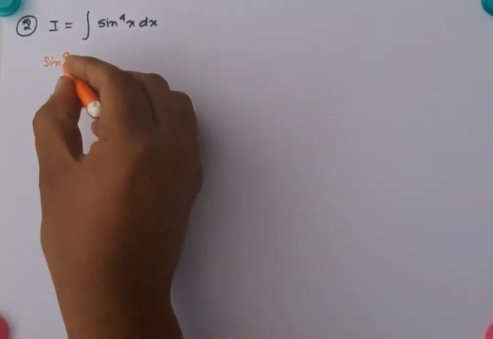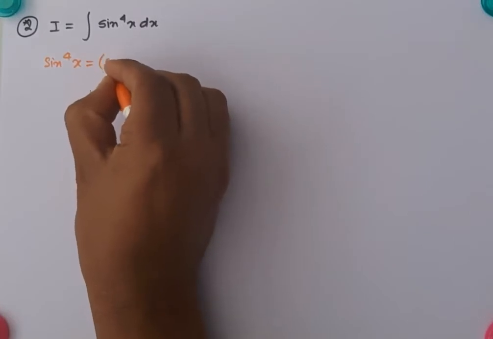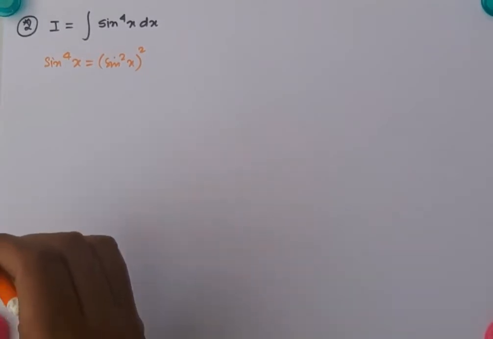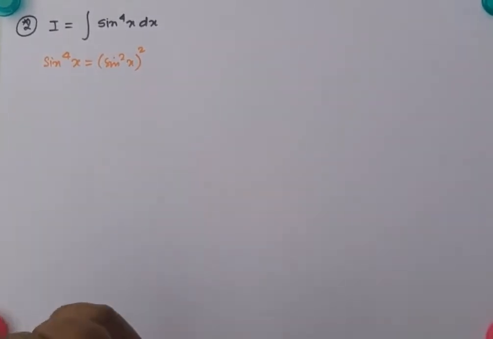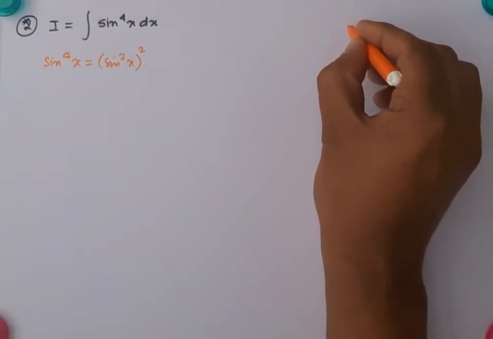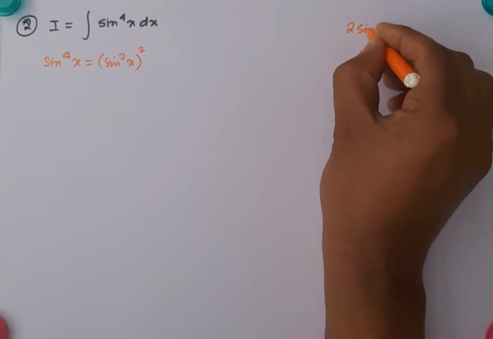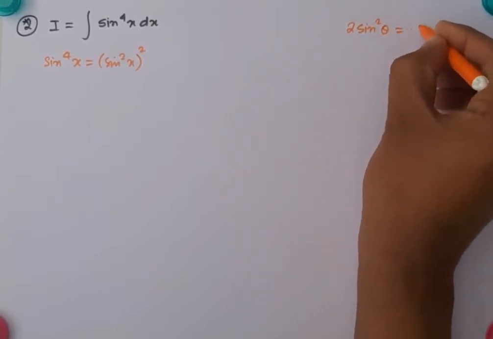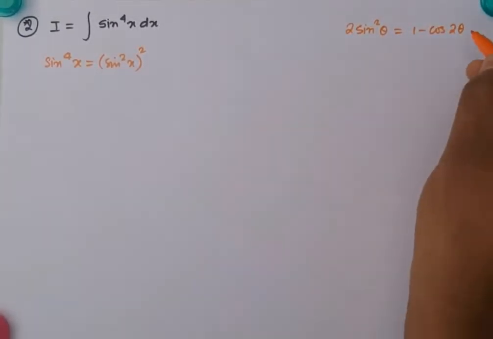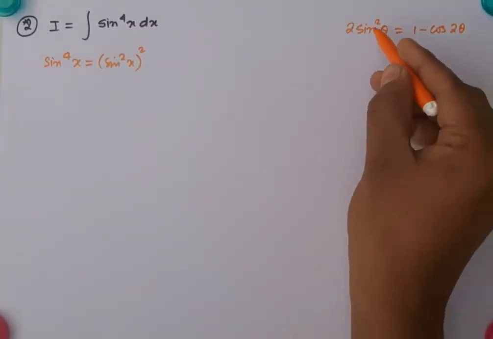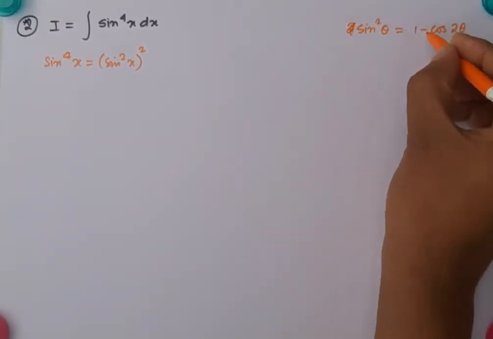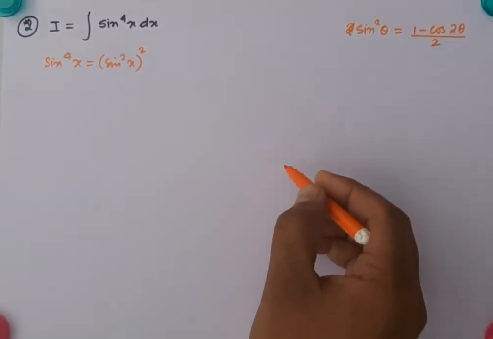Whenever you see this, first and foremost, express this as sine square x, whole square outside. Now you know one formula, which says 2 sine square theta equals 1 minus cos 2 theta. So we have this formula. This is your multiple angle, because sine square theta can be written this way. If you take this 2 to the denominator, we get this formula.